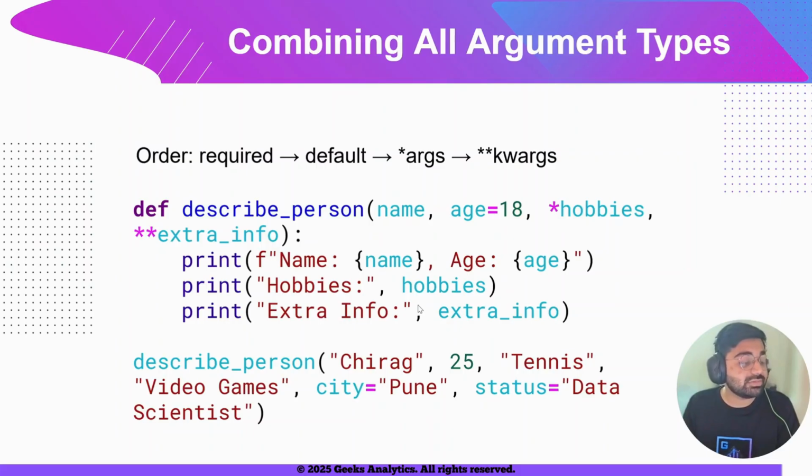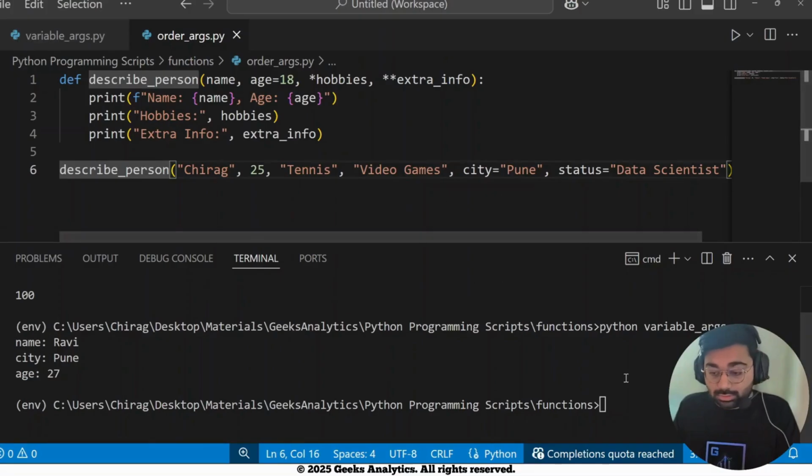Here we have an example which shows describe person. It takes a fixed positional value, name, as its first parameter. Then age, for which we have a default value. If any other value is passed, then that default value will be overwritten. Then we have hobbies, where I can pass in multiple values. Then if I pass key value pairs, they will be stored under the variable keyword arguments. Let's check out this code.